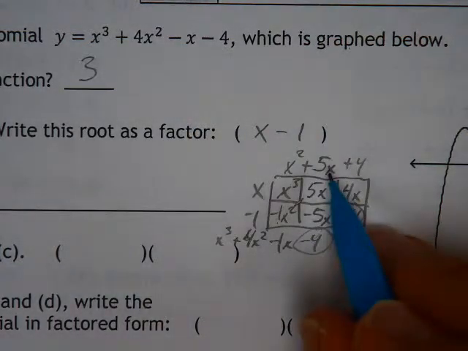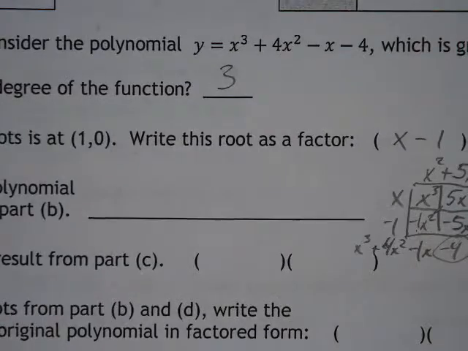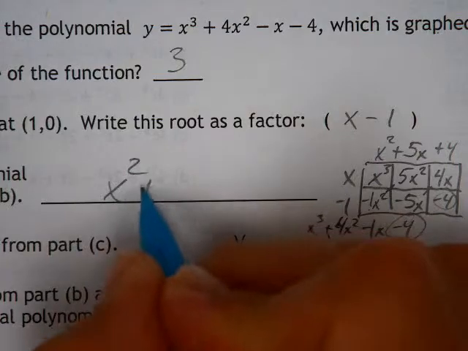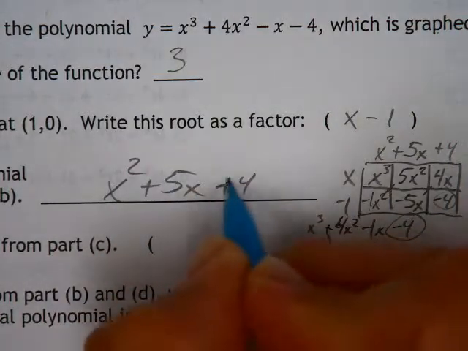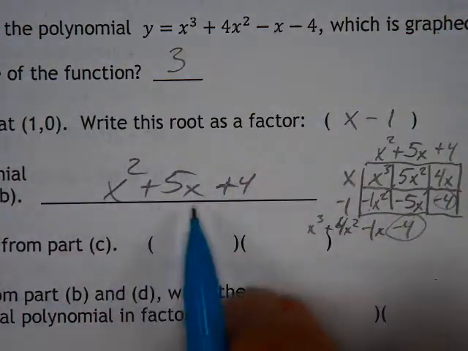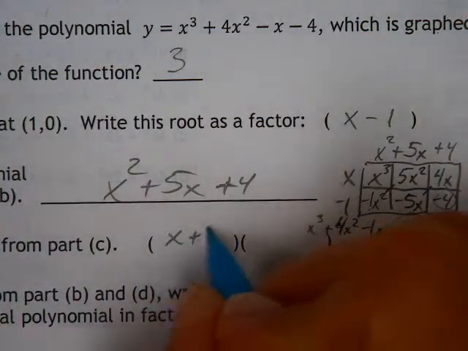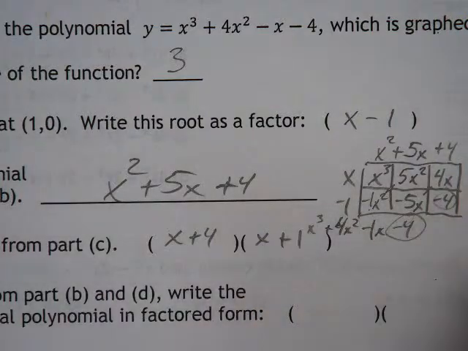and the result is this. So the answer to C is this, x squared plus 5x plus 4. And maybe we see where we're going with this, okay? D asks us to factor this. Well, that does factor nicely to be x plus 4 and x plus 1.